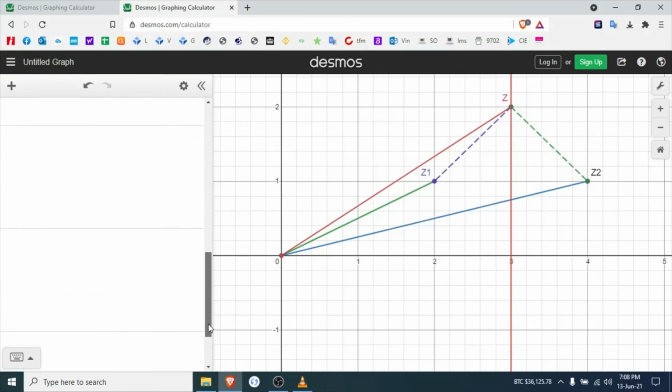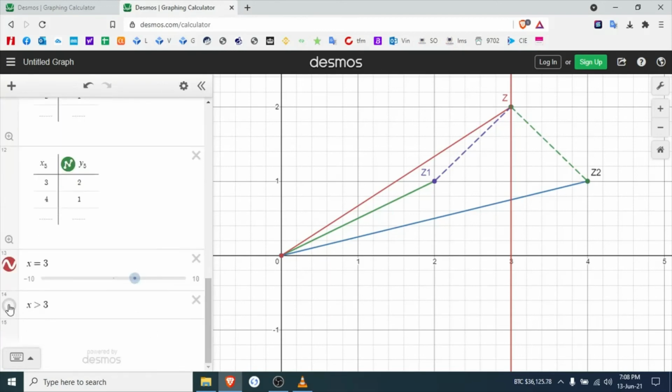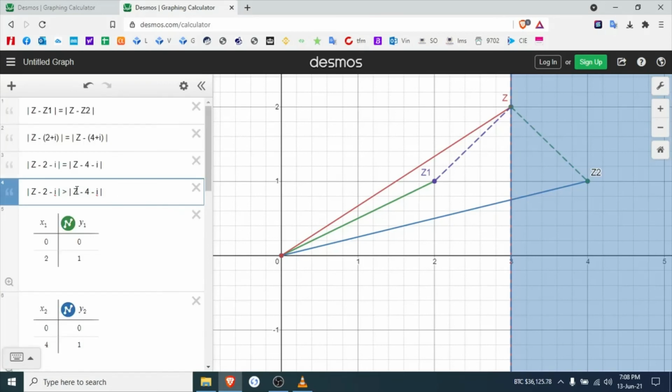Again, I'm trying to give you a more intuitive idea of what that means. So, the magnitude of z minus z1 is greater than the magnitude of z minus z2. So the magnitude of this part is greater than the magnitude of that part. That would force my z over into this region, and anywhere in this region would satisfy this inequality.